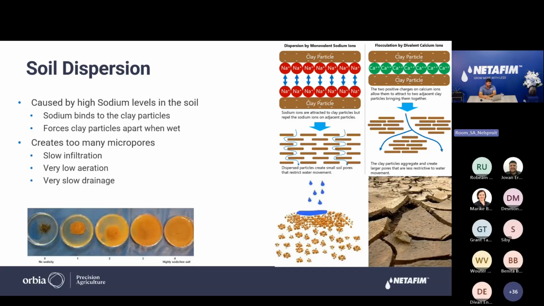But with this high amount of micropores, specifically at your surface, you tend to have very slow infiltration, very low aeration, and very slow drainage. Some examples of what you can see there is crusting, which is a big concern with irrigation, because you'll get a lot of runoff and you don't get infiltration into your soil.